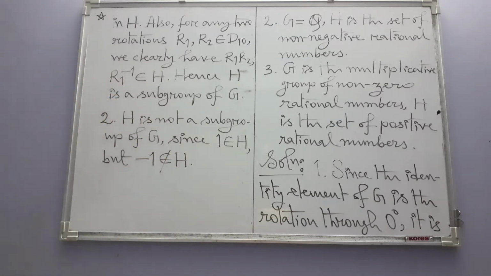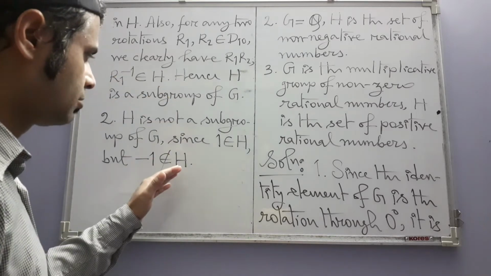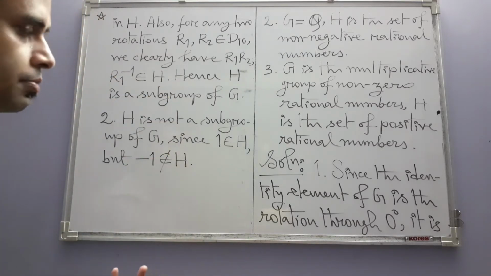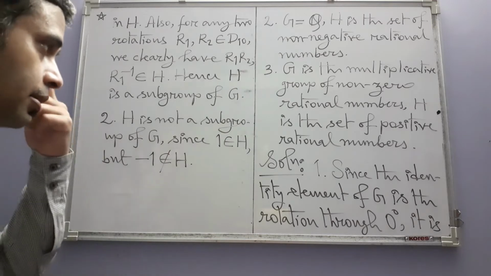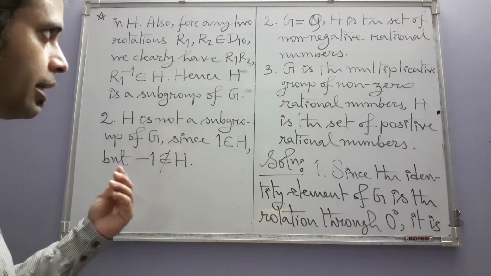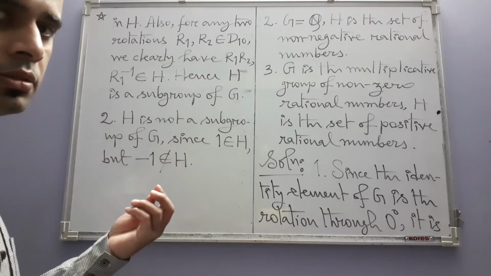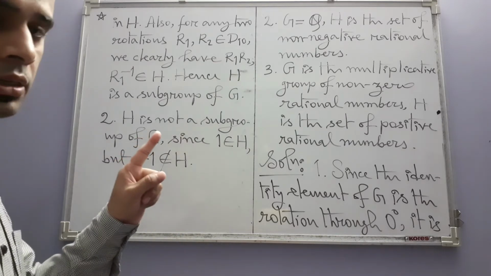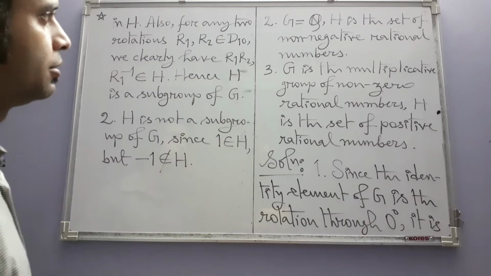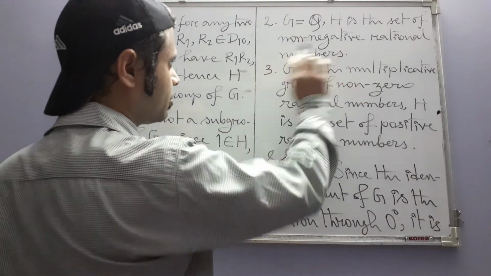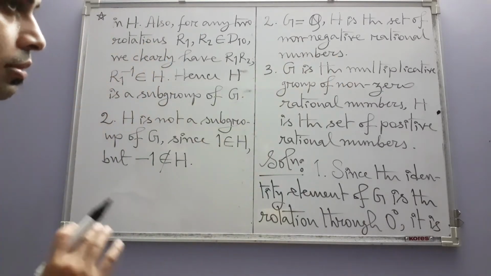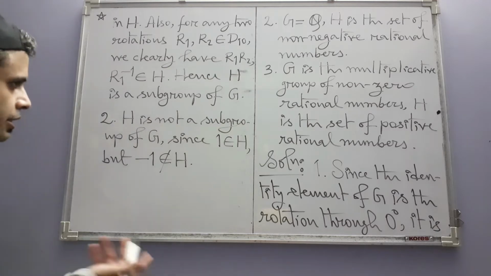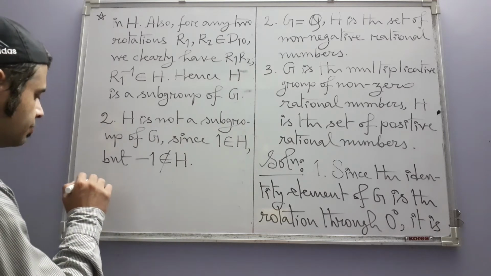So inverses don't exist. In fact, there is only one element in H which also has its inverse in H, that is the rational number 0. That is because we have non-negative, okay, not strictly positive. But anyway, it is not a subgroup.